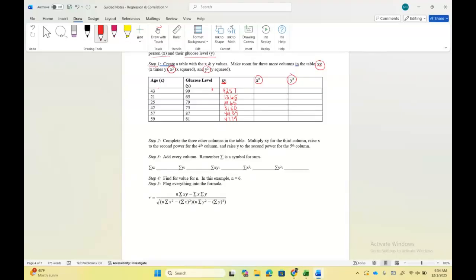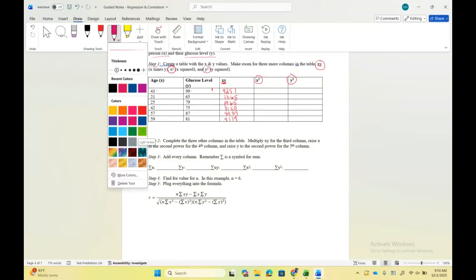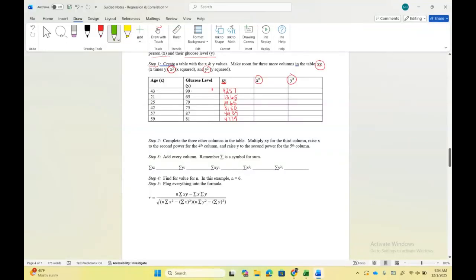All right, so for this first value, I'm multiplying the X's times the Y's. So 43 times 99 is 4,275, and on and on. For this next column, I'm taking the X value and multiplying it by itself. So for this first spot, X squared is 43 times 43, and that gives me 1849. I'm going to keep doing that. So 21 times itself is 441, and so on and so forth.